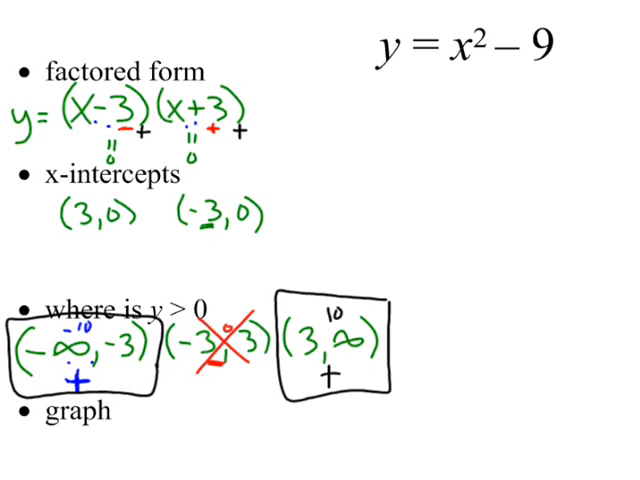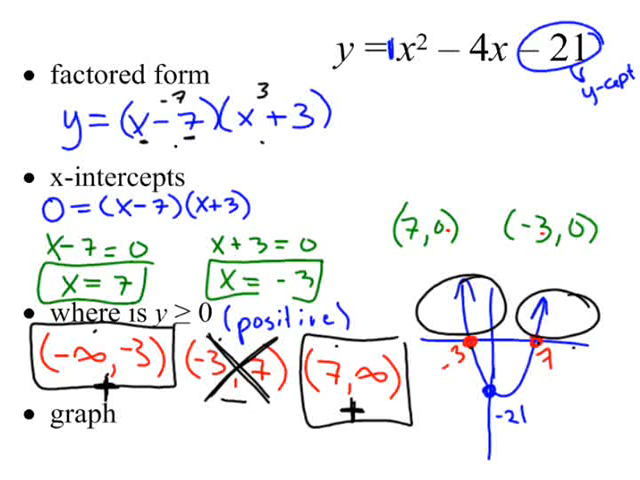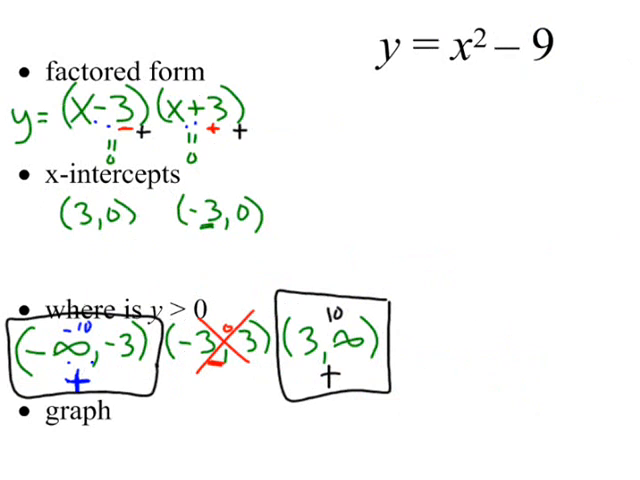Now, I guess I should be a little bit more accurate. On this one, there was an equals to, so we should really include our zeros. So I should put brackets on -3 and 7. Whereas this one is strictly only greater than, so I use parentheses. Okay, so how does that help me graph it?